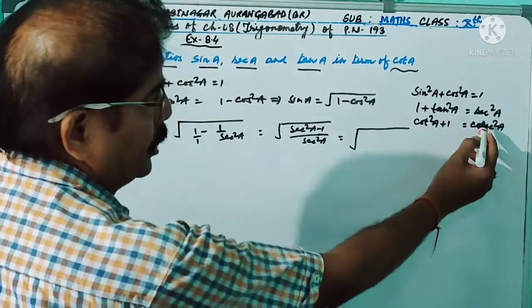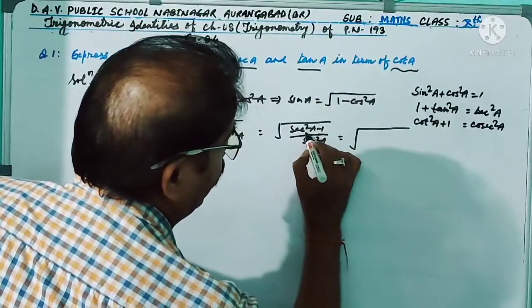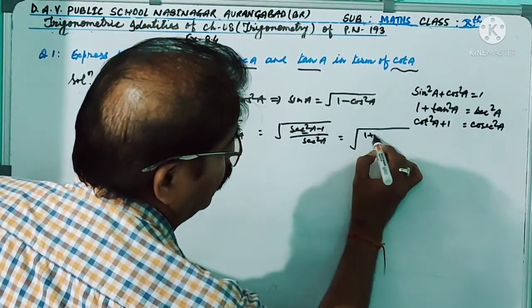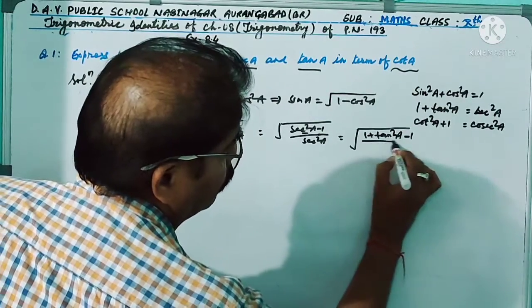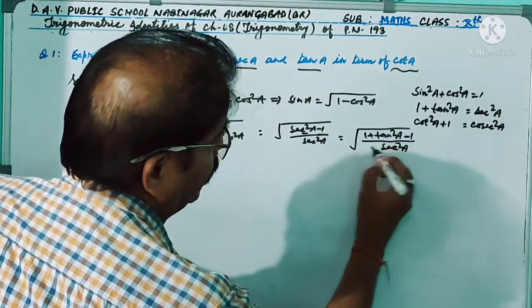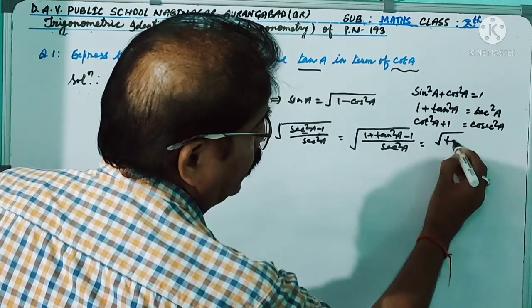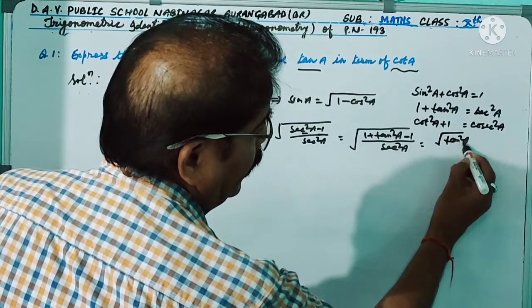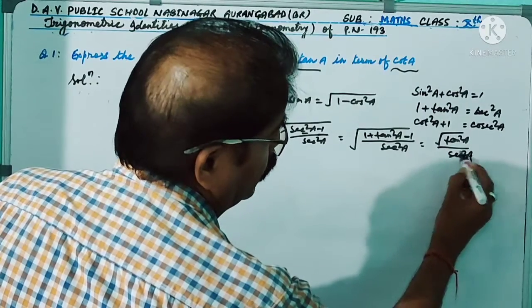identity 2: sec square A equal to 1 plus tan square A. So sec square A minus 1 by sec square A, 1 cancels, is equal to tan square A by sec square A.